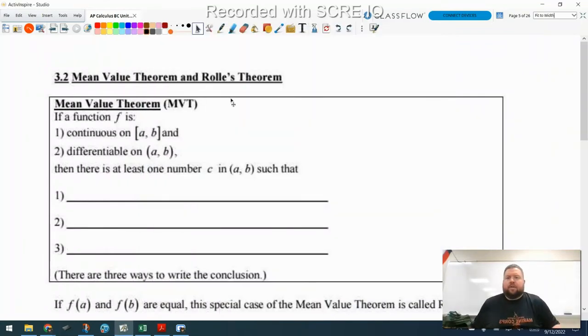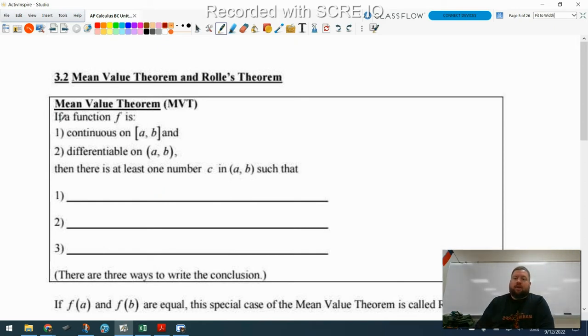All right, today's lesson, we're going to look at the mean value theorem and also a specific case of the mean value theorem, which is called Rolle's theorem. So you have some conditions. Just like with intermediate value theorem, there's going to be some conditions that have to be true, and then we'll be able to state a conclusion based off of those conditions.